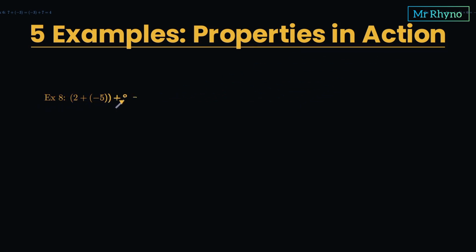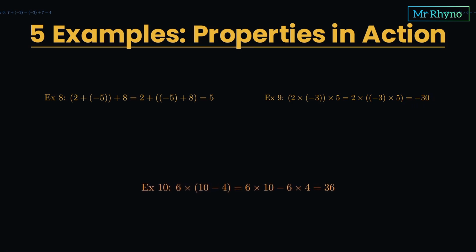Example 8. Associative addition. Grouping 2 and -5 first, or -5 and 8 first. Either way, the answer is 5. Example 9. Associative multiplication. Regroup however you like. The answer is always -30.